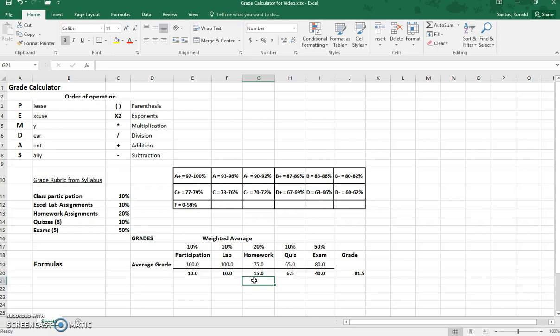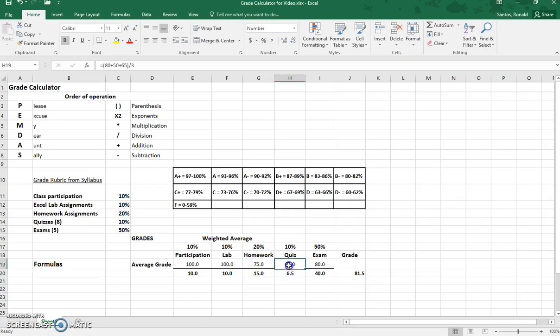And again, this should help you. You can set this up in Excel. I'm not going to set it up for you in Excel. I'd like you to do it. Give yourself some practice in Excel. And with this, you'll be able to judge all your grades, how you're doing in the class.